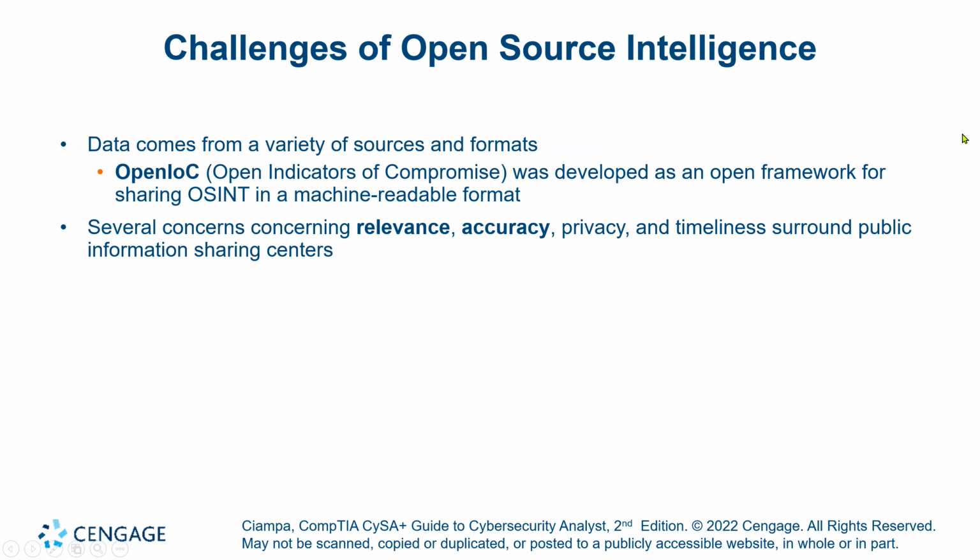Challenges of open source intelligence. Data comes from a variety of sources and formats. OpenIOC, or Open Indicators of Compromise, was developed as an open framework for sharing OSINT in a machine-readable format. Several concerns regarding relevance, accuracy, privacy, and timeliness surround public information sharing centers.